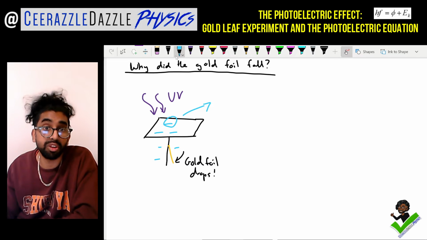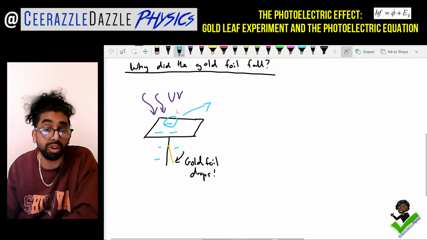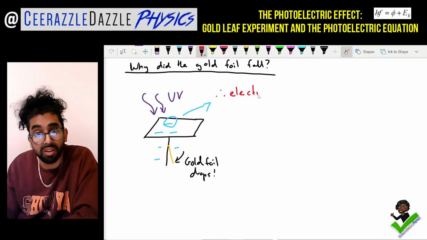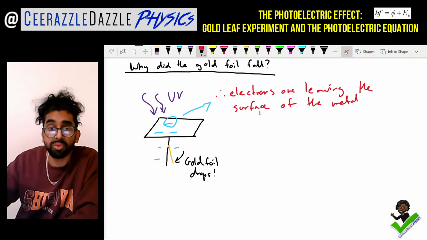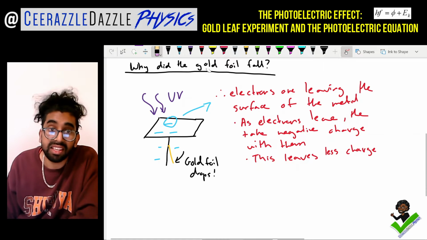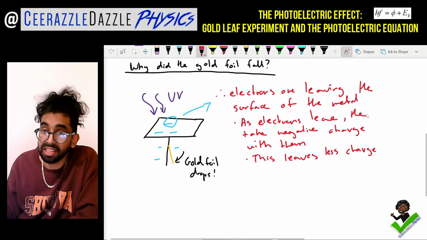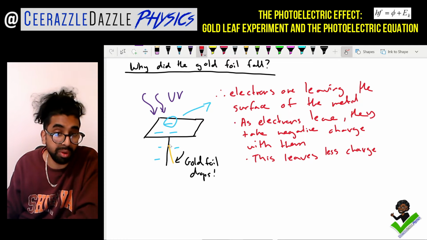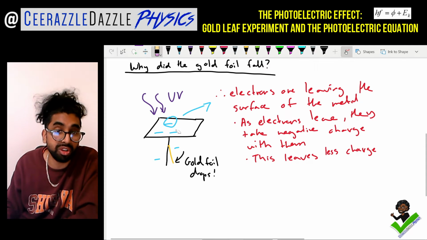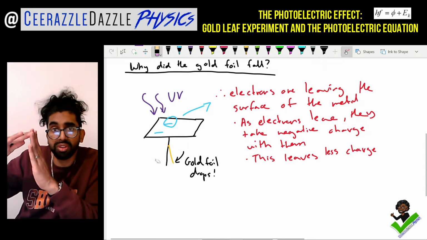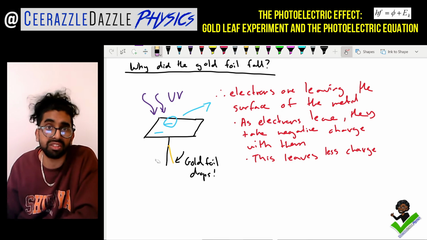So the only explanation is that electrons were leaving the surface of the metal. So we're going to put that down right now. Therefore, electrons are leaving the surface of the metal, and as they leave, they take negative charge with them. This leaves less charge on the actual bits over here. As these electrons fly off, there's less electrostatic repulsion, and therefore it falls down, because there's less charge between them.